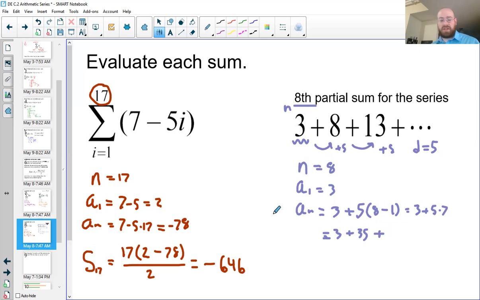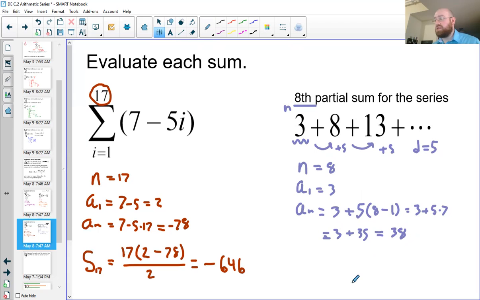I don't know why I'm drawing a plus sign. Oh, it all went away. Okay. I'll just erase that and go back. I suppose I should check that 5 times 7 is in fact 35. Yes, it is. So 3 plus 35 is 38.